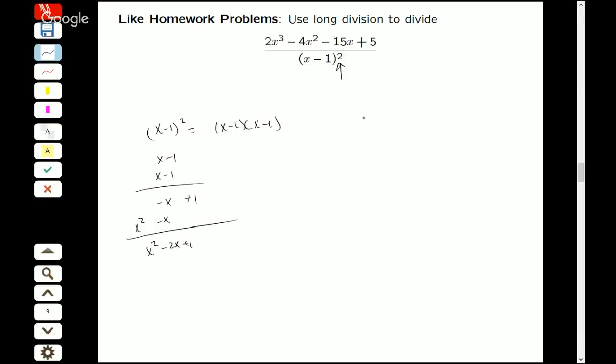So I actually am going to have x squared minus 2x plus 1 dividing into 2x cubed minus 4x squared minus 15x plus 5. Yes, I do. Today I have a habit of losing my minus signs. Just change them. Who needs them, right? Okay, so what's our first step?